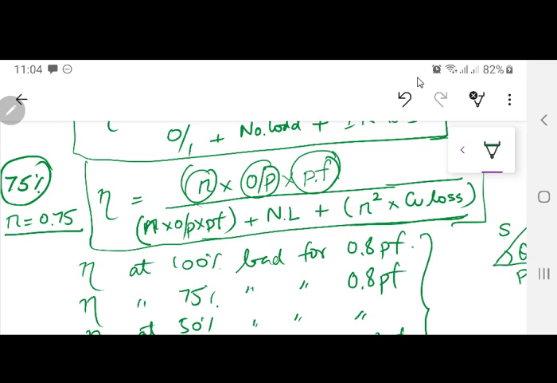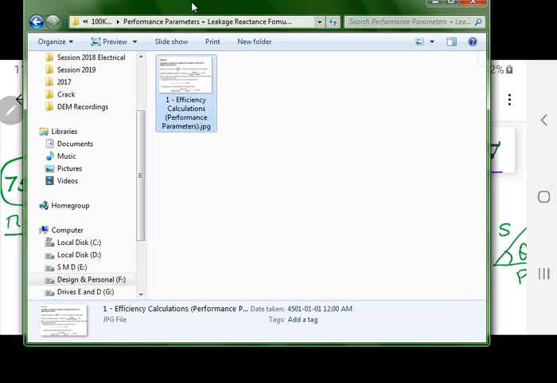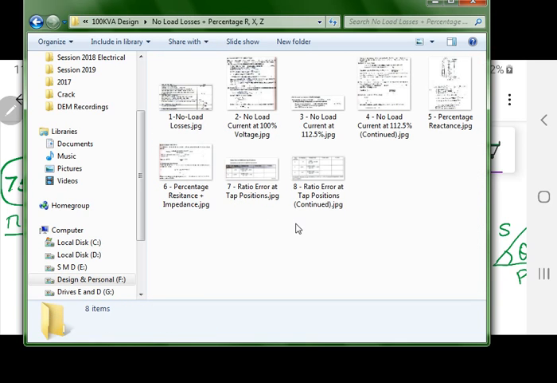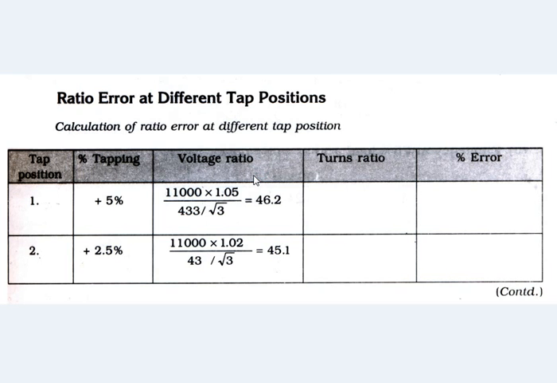When you have done that, then the next thing is the efficiency, and the very important thing which you have to do is the taps. Now since this transformer has taps also, you have to find out the ratio errors. I am not going to fill this table, you can do this yourself. Over here I have these 5 columns, and these are the first 2 rows at 5% and plus 2.5.